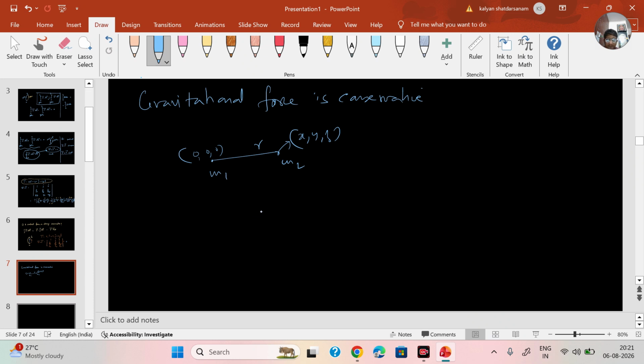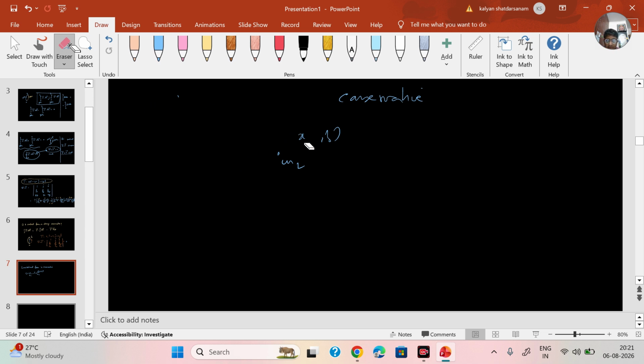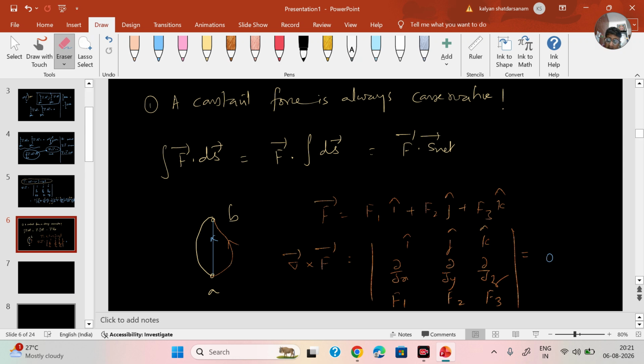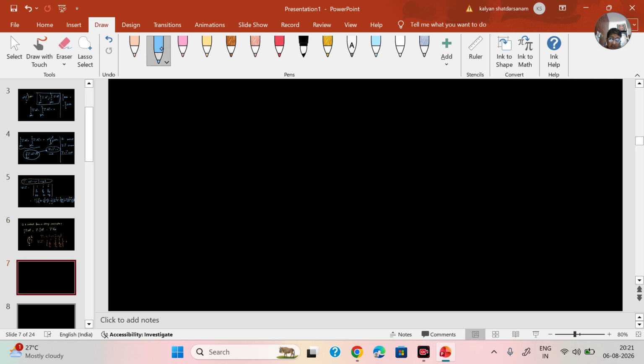So I'm not going to do that, but my main aim here is to tell you that all constant forces are conservative, point number one. Then gravity, we assume it to be conservative, we'll prove it later, point number two. Spring force is also conservative, point number three. I'll talk about it in a minute. Why is spring force conservative? Because there is a rule which I'll tell you in a minute. And electrostatic forces, force of attraction or repulsion between two charges, that's also conservative.